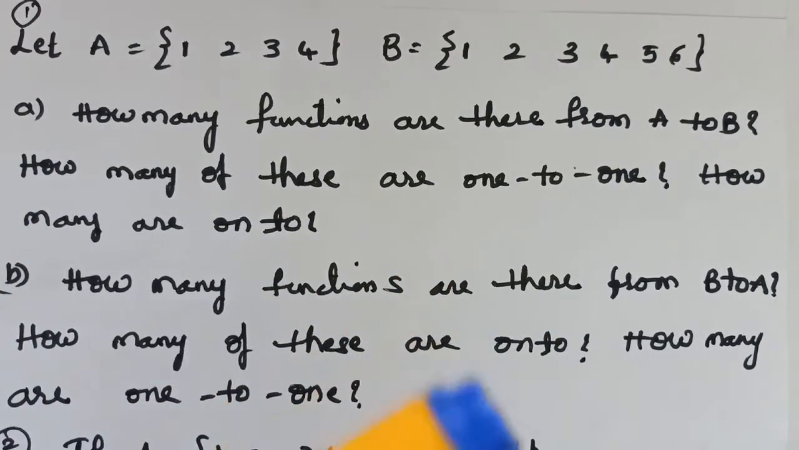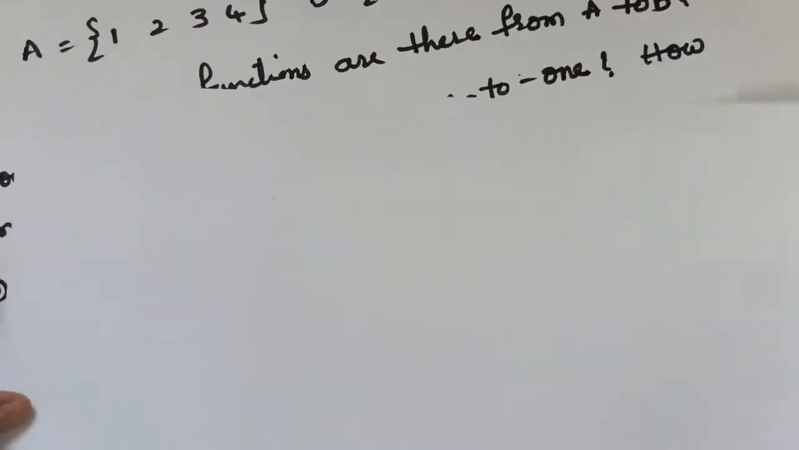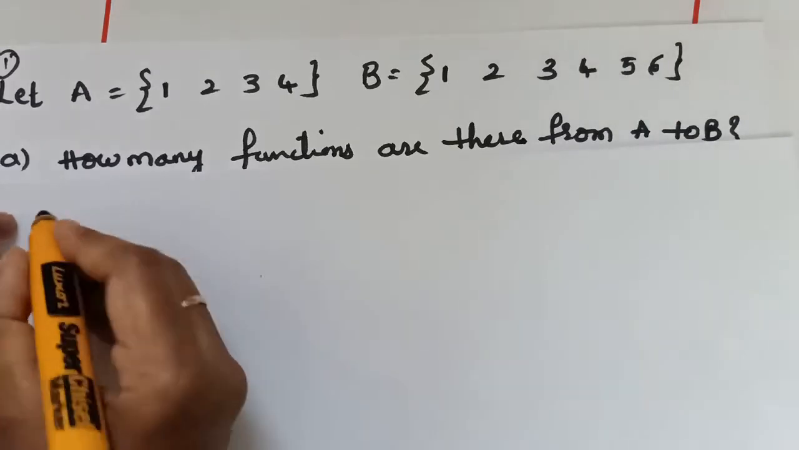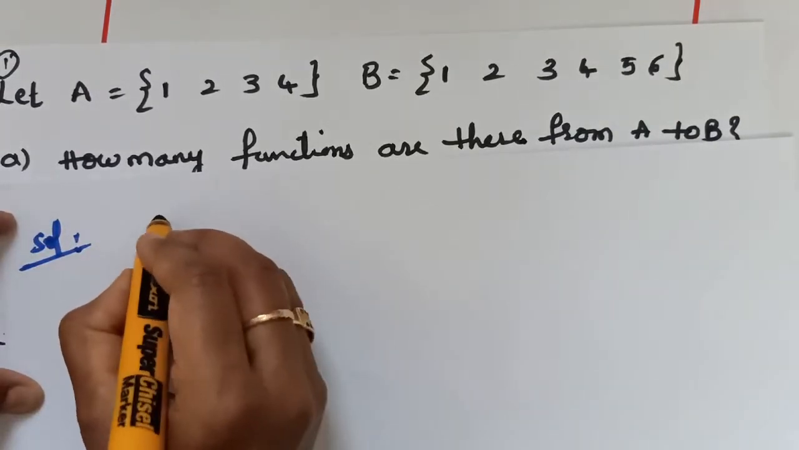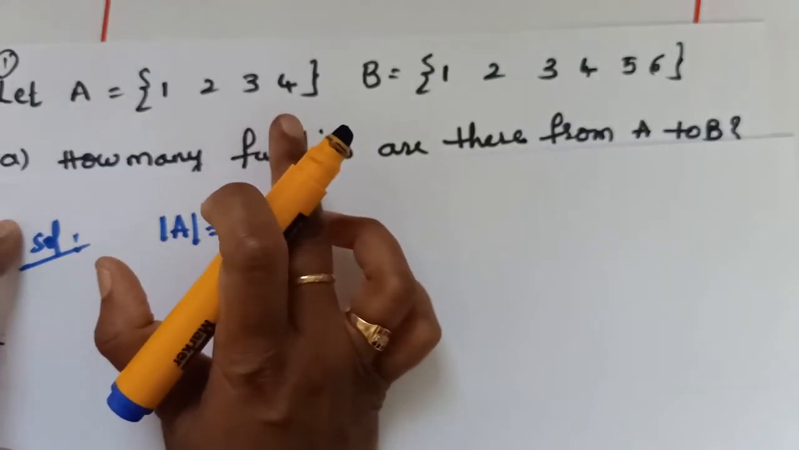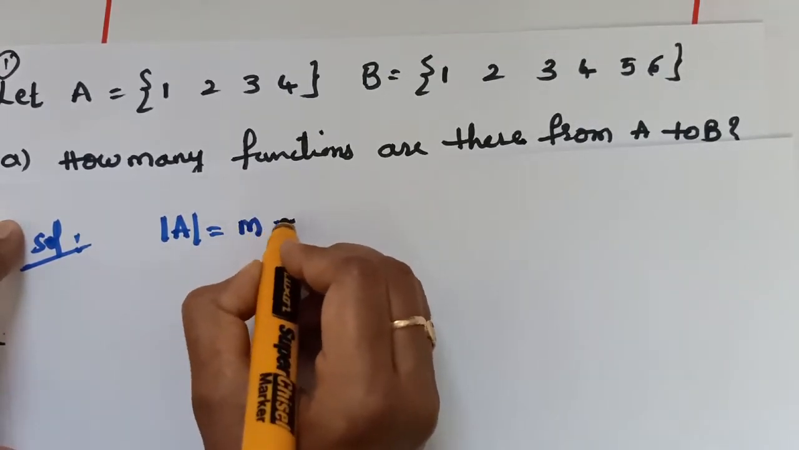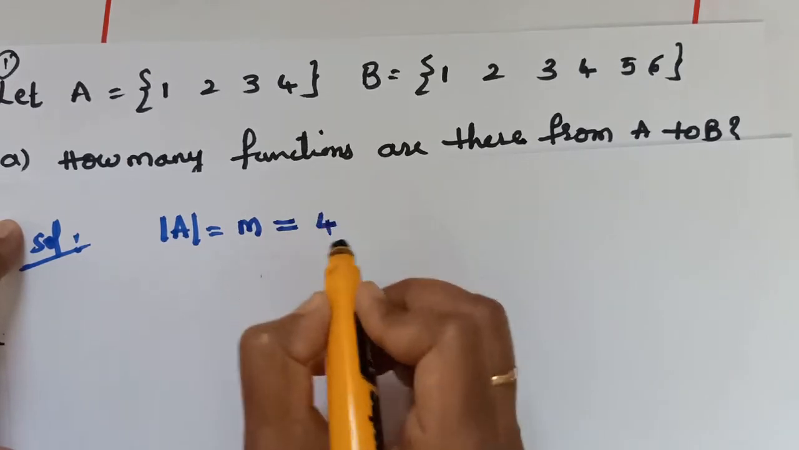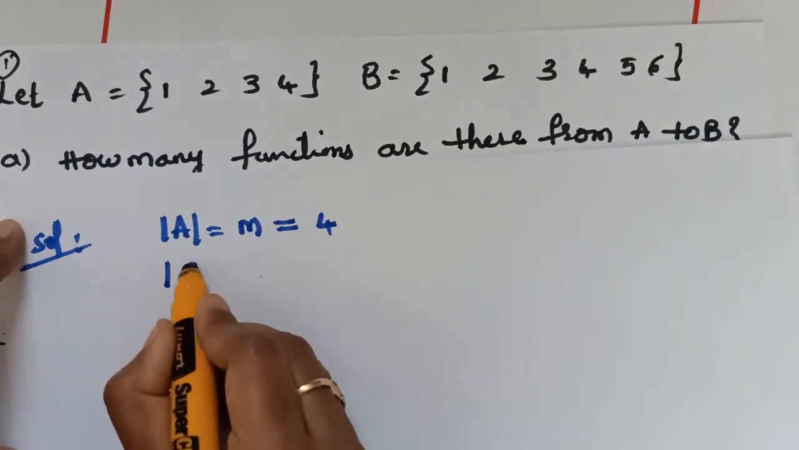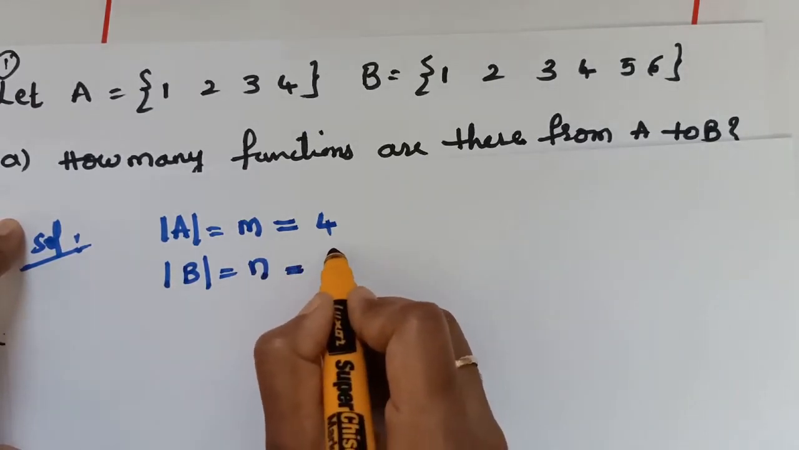Okay, let us start with the first problem: A is equal to {1, 2, 3, 4}, B is equal to {1, 2, 3, 4, 5, 6}. How many functions are there from A to B? A is equal to {1, 2, 3, 4}, so there are 4 elements in set A. Therefore, the cardinality of set A is denoted by M, M is equal to 4. Similarly, there are 6 elements in set B, the cardinality of set B is N. Therefore, mod B is 6.